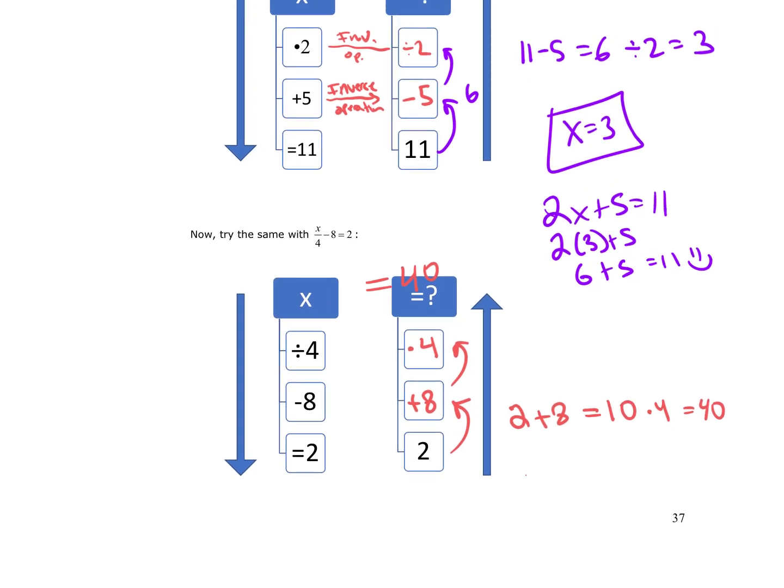And again, let's check it out. Let's see if it works. X over 4 minus 8 equals 2. So if I plug in 40 divided by 4 minus 8, that is 10 minus 8, which is 2, which is what we wanted. All right, let's turn the page.